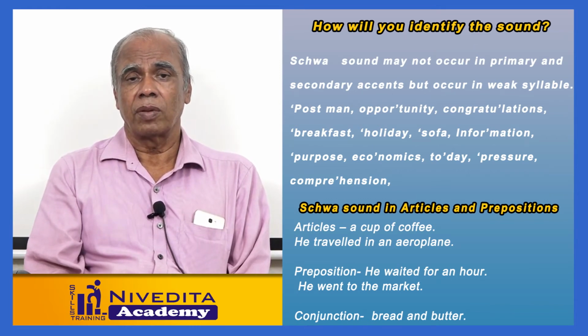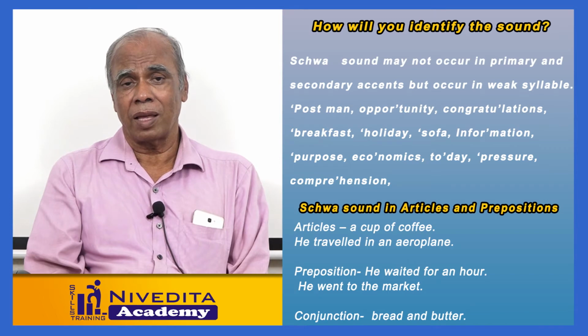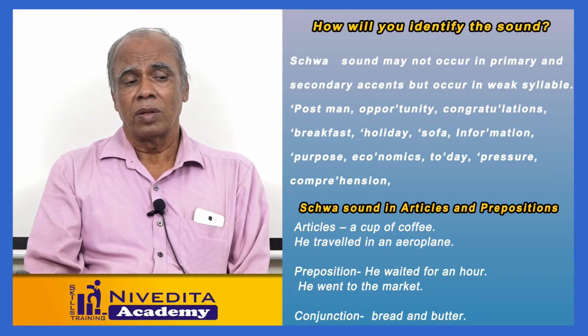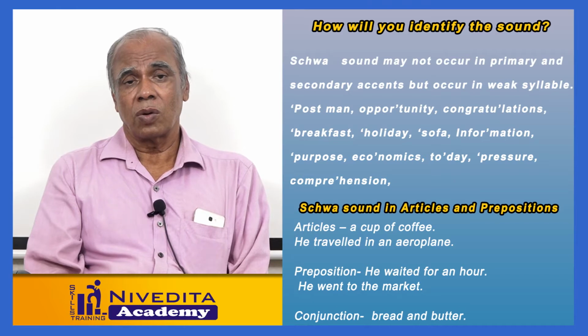Holiday. Here ho is a strong vowel, day is a weak vowel. Next is sofa. Suffer. Here so is a strong vowel, and fa is weak.